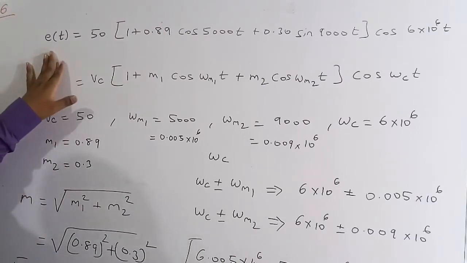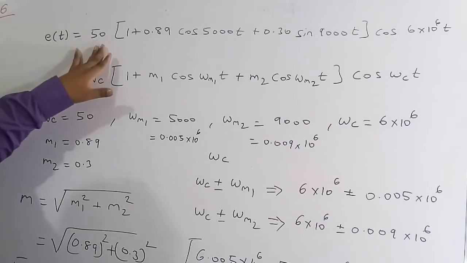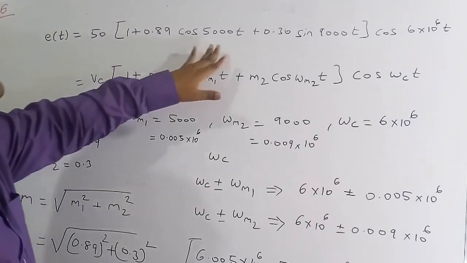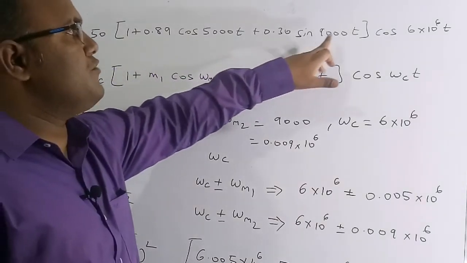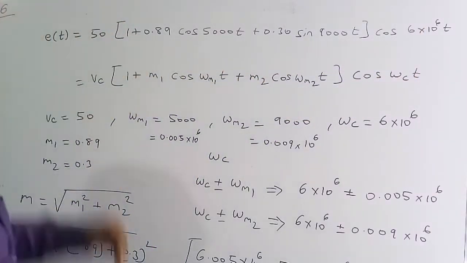So let's solve this numerical. In the question they have given the AM modulated signal equation: E(t) = 50(1 + 0.89 cos 5000t + 0.3 sin 9000t) cos(16 to the power of 6 t). So this is the equation given in the question.